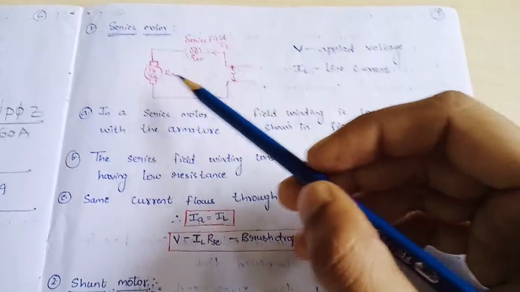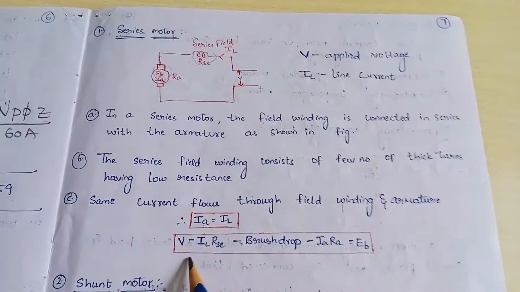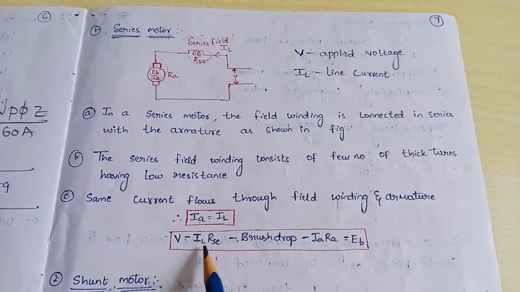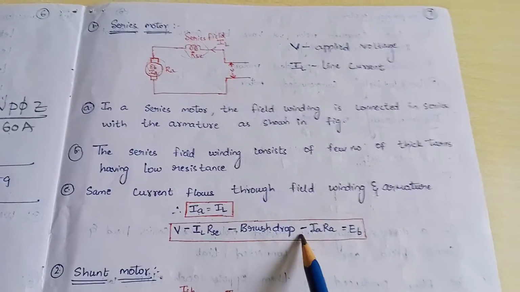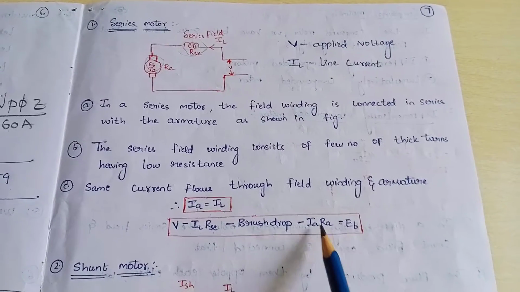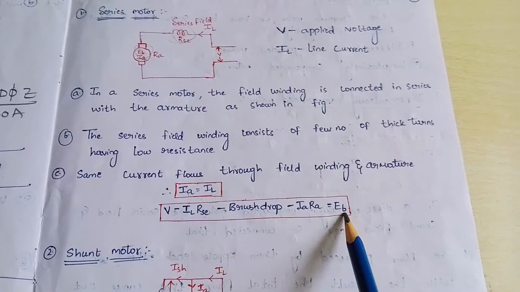By applying KVL, we get the equation V minus IL RSC minus brush drop minus the armature drop, that is IA into RA, equals the induced EMF.